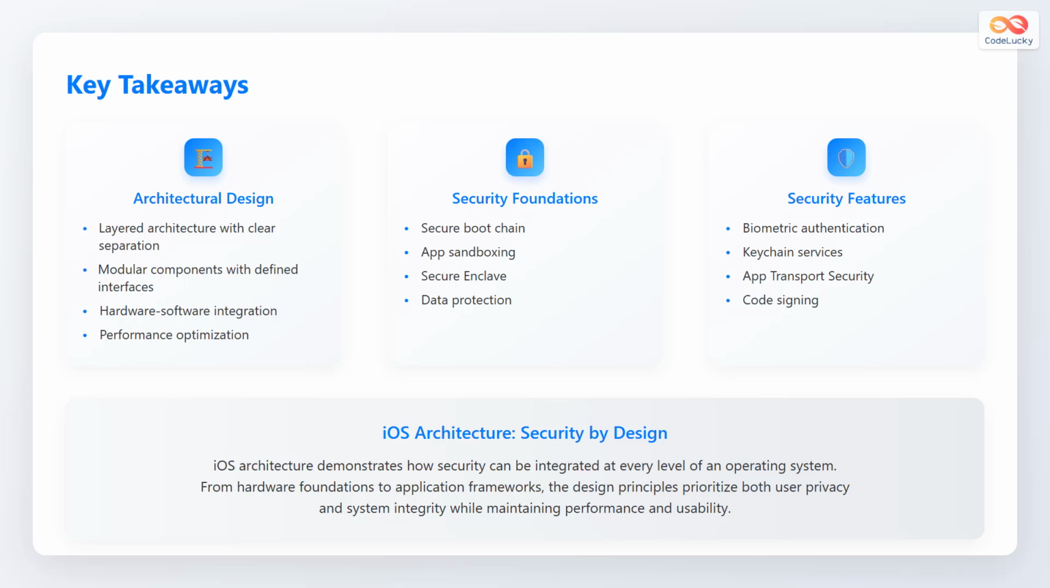In conclusion, the iOS architecture shows how security can be integrated at every level of an operating system. From hardware foundations to application frameworks, the design principles prioritize user privacy and system integrity while maintaining performance and usability.